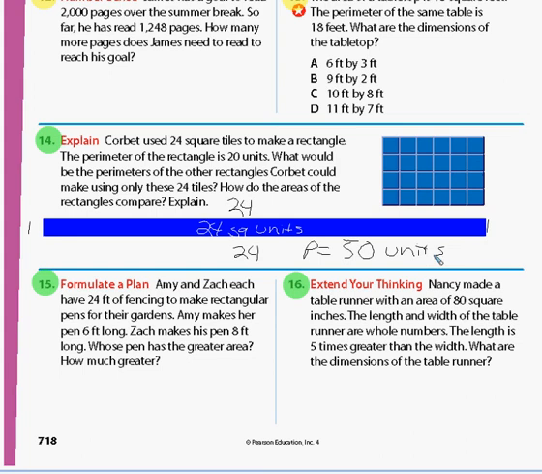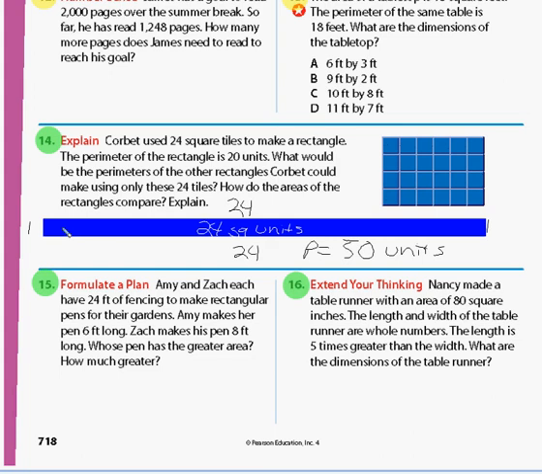Originally, he built his 24 tiles as 6 by 4, and the perimeter ended up being 20 units, and he had an area of 24 square units. I did the same 24 square units, but I laid them out end to end and ended up having a longer perimeter. Let's look at problem number 15.